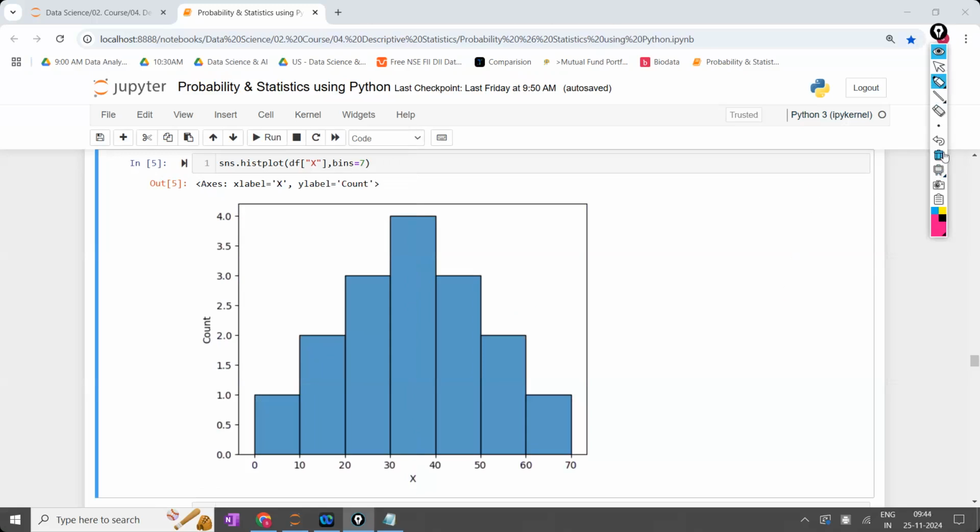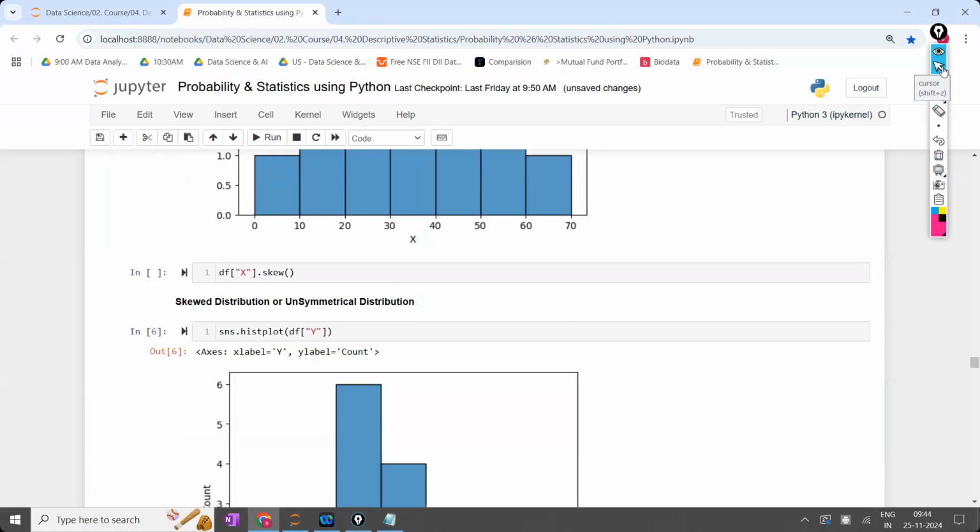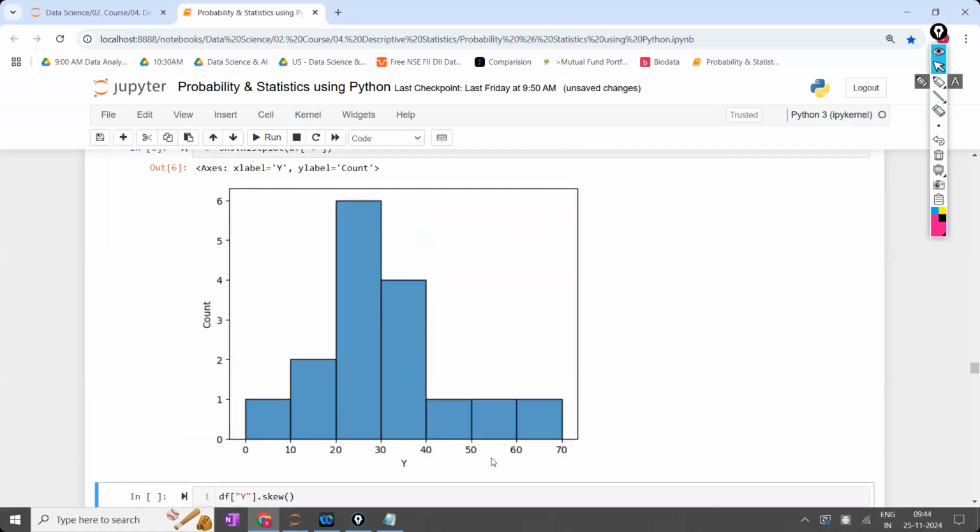Let's take one more example, a histogram on the Y. I'm going to apply a histogram on the Y. Now, same 0 to 70, I'm going to consider the center. From the center, are the left side and right side the same? No. First, is it uniform? No, it is non-uniform. Within the non-uniform, it is symmetrical or unsymmetrical; this one is unsymmetrical. Within the unsymmetrical, we have left skewed and right skewed.